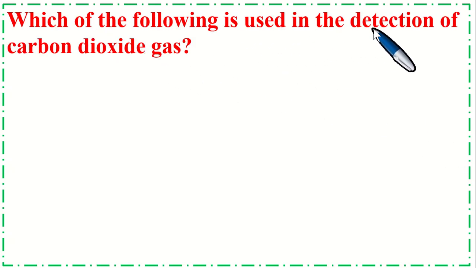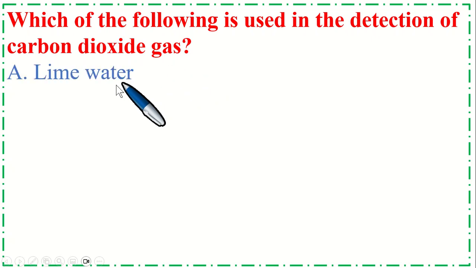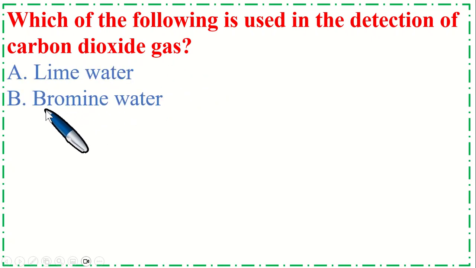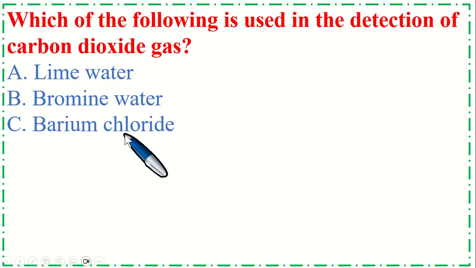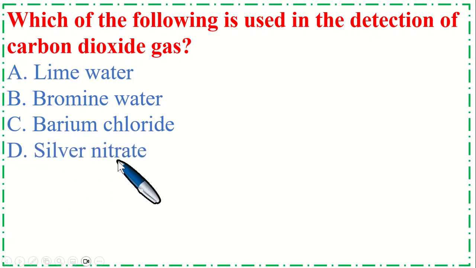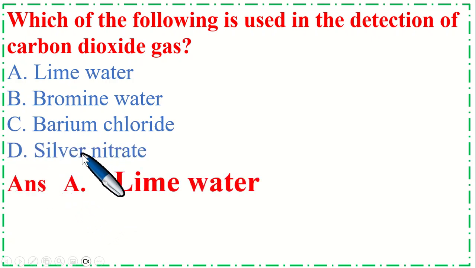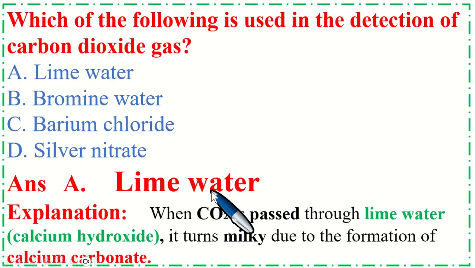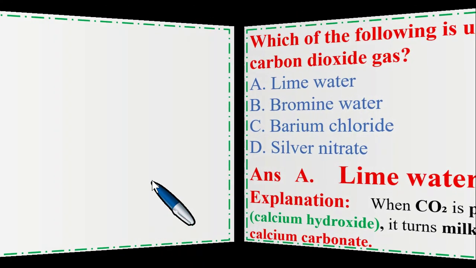Which of the following is used for detection of carbon dioxide gas? Option A, lime water, B, bromine water, C, barium chloride, and option D, silver nitrate. So the correct option is A, lime water. When CO2 is passed through lime water, calcium hydroxide, it turns milky due to formation of calcium carbonate.